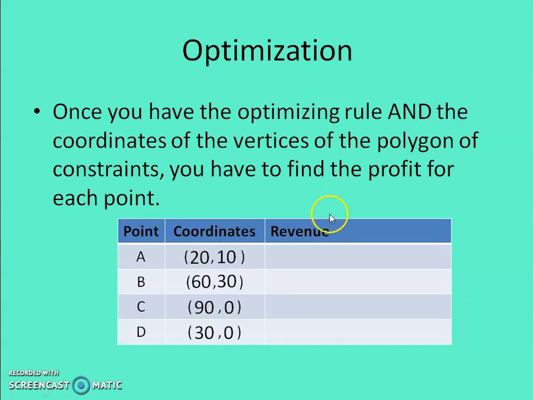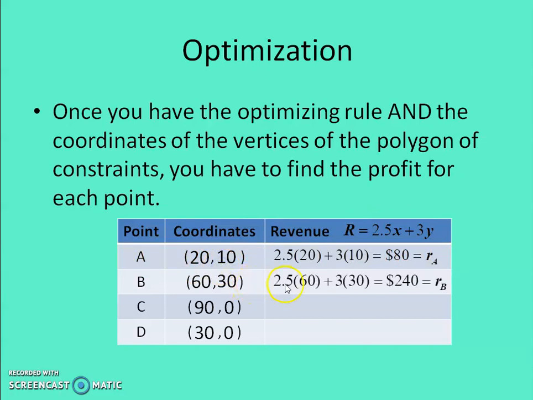Well, the revenue in this problem we knew was equal to 2.5 times x plus 3 times y. 2.5 times the number of regular coffees plus $3 times each iced coffee. And what I would do is for each one of these points, I would plug in this x and this y. So here I'll do 2.5 times 20 plus 3 times 10. And when I plug that in, I find the revenue at point A. I don't really have to write this part. But point A generates a revenue of $80. Point B, point C, and point D generate these revenues.